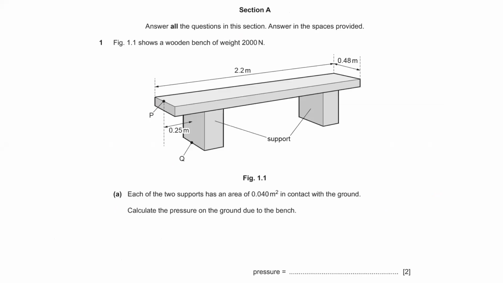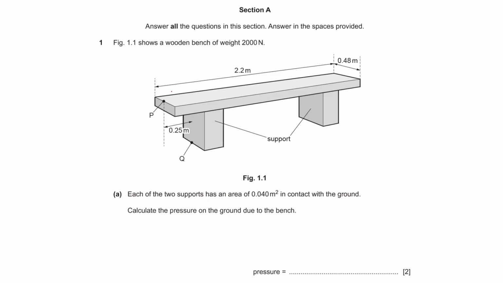First question, section A, first question. It says the figure 1.1 shows a wooden bench of weight 2000 Newton. Part A, each of the two supports has an area of 0.04 meter square in contact with the ground. Calculate the pressure on the ground due to the bench.